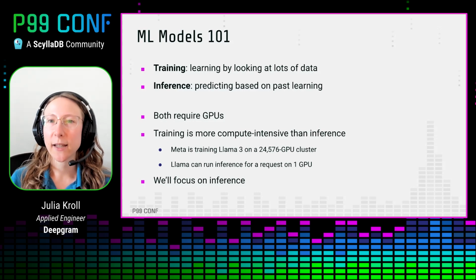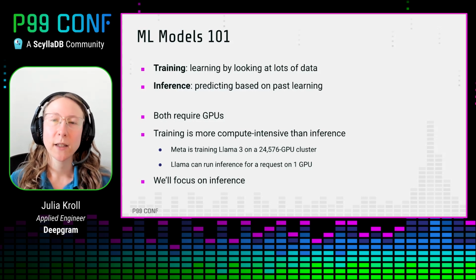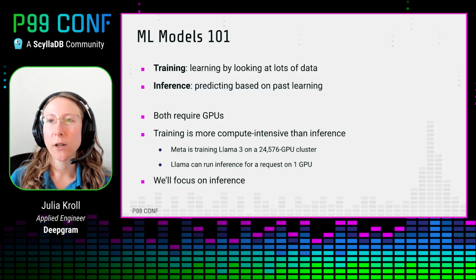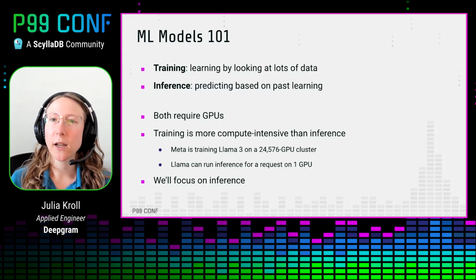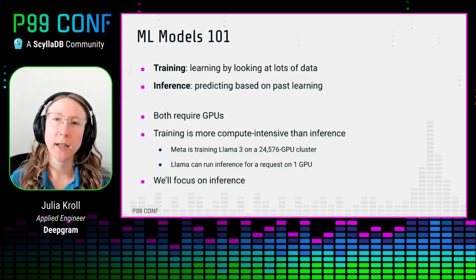And on the flip side, if you're trying to use the open source Llama model to run your own inference, you can run inference for a request on a single GPU, or oftentimes, if you don't even care about latency, you can run requests on CPUs only. And so because inference is more focused on what we'll be doing in production in an application, that's what we'll be focusing on today.